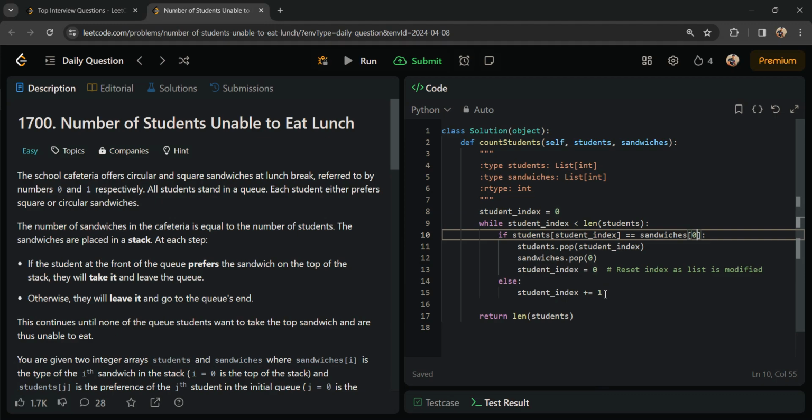If the student index is equal to the length of students, it means for every student there is no satisfactory sandwich in the sandwich stack, and we return the length of students, those who are unable to take a sandwich. I am going to submit it.